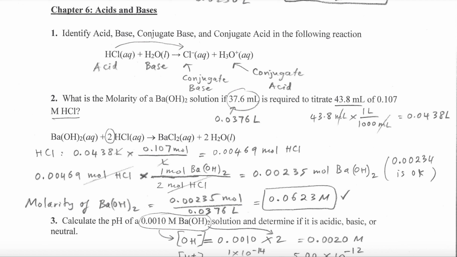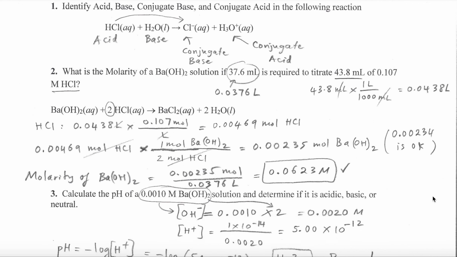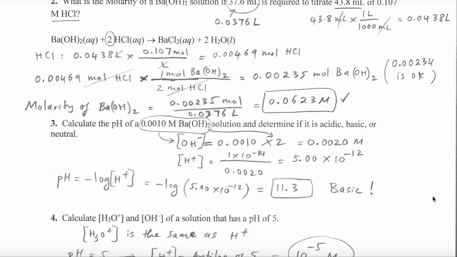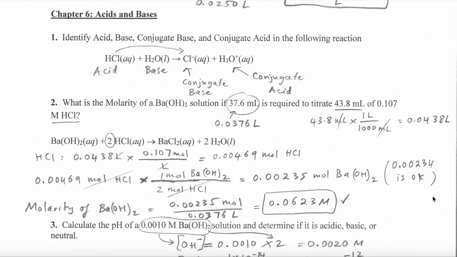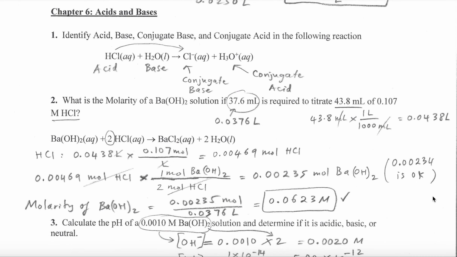Today, I would like to show you some calculations about acids and bases, especially H plus, which is the same as H3O plus calculations, OH minus calculations, and pH calculations. After you calculate pH, then you can determine the solution is acidic, basic, or neutral. Okay, let's get right into it.